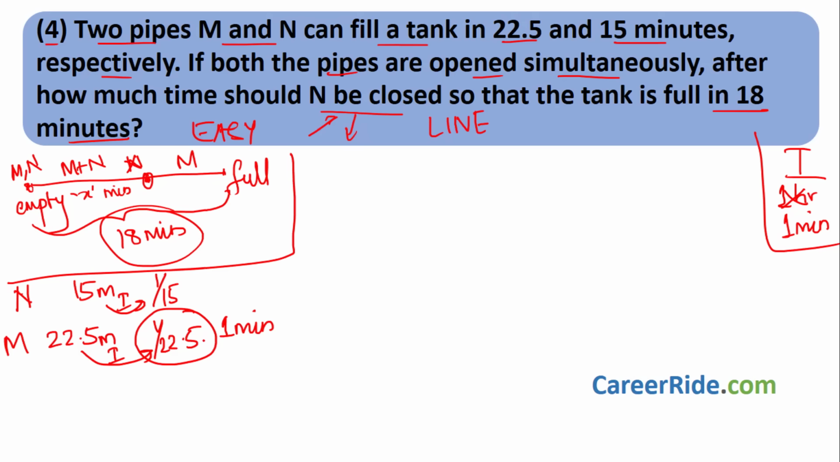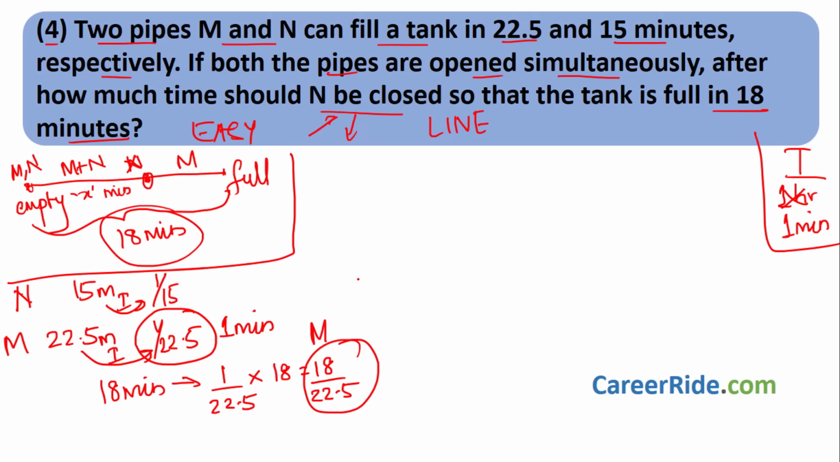So if in 1 minute work done by M is 1 upon 22.5, then in 18 minutes work done would be how much? Simply work done in 1 minute multiplied by total number of minutes, that is 18. So we'll get 18 upon 22.5. This is the amount of work done by M totally, entirely from start to end.